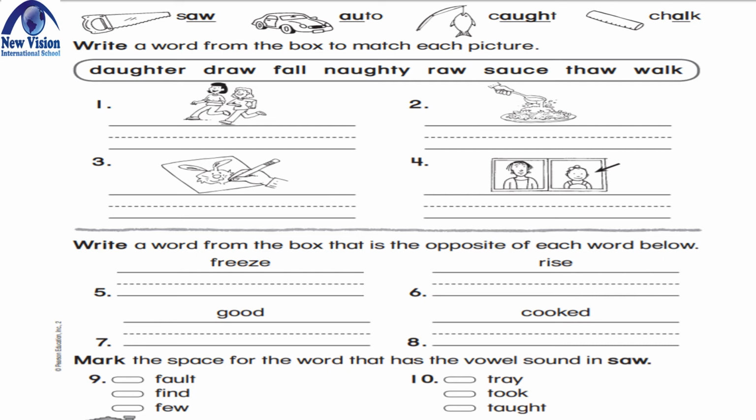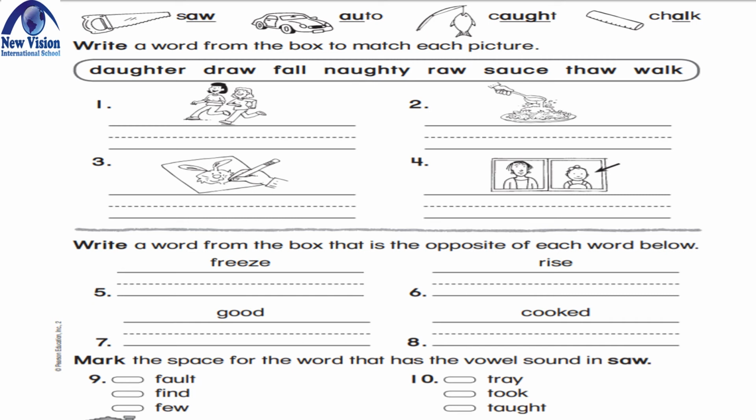The first picture is soul. The second, auto. Auto means a car. Coat. Coat is the past tense of catch. The fourth picture that we have is chalk. Chalk, as we said before, is a kind of marker that we write with on the board.